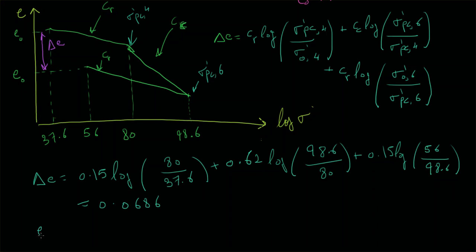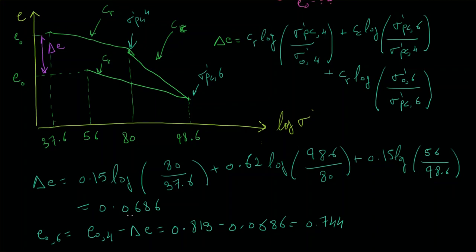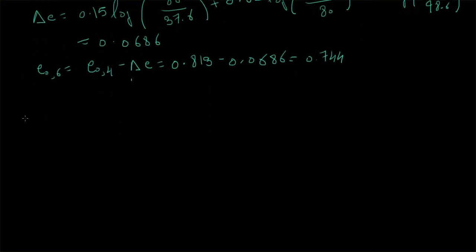Okay, therefore e naught at 6 meters equals e naught at 4 meters minus delta e. So it's 0.813 minus 0.0686. And that will yield the value of 0.744. Finally, now we have the void ratio of the sublayer at 6 meters. So now the settlement of the first layer, we need to do the calculation for that.